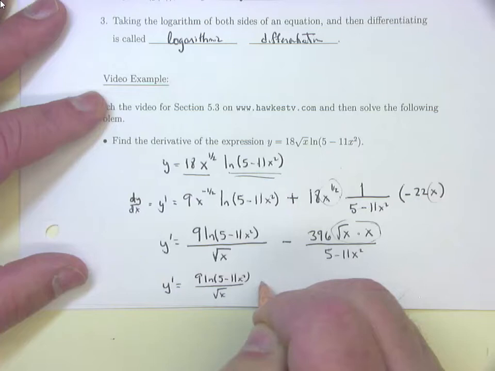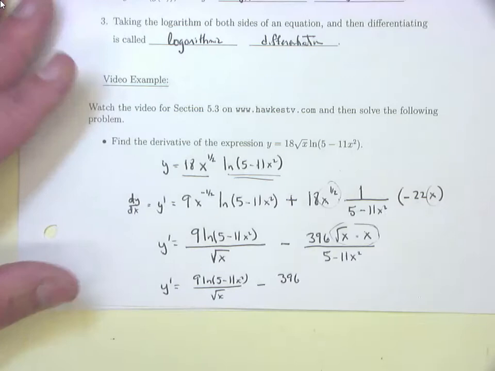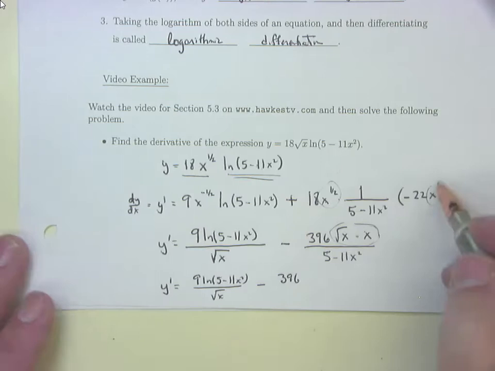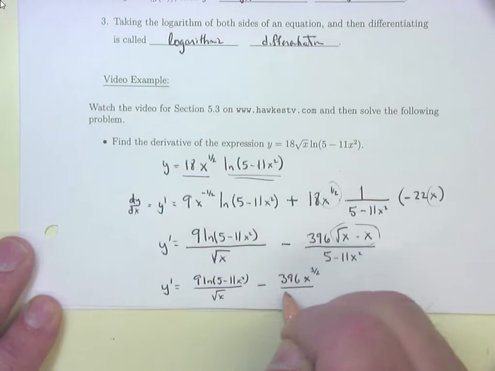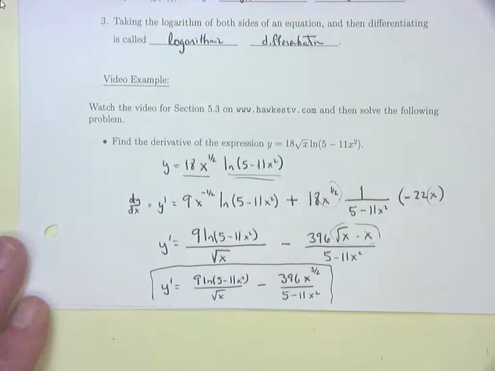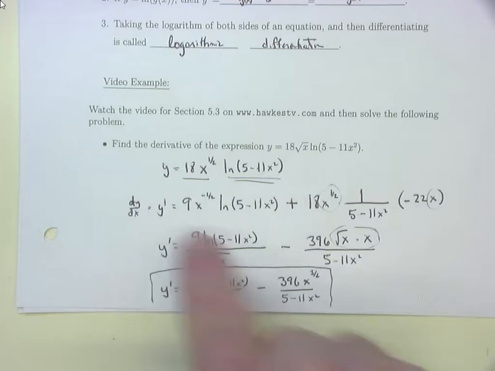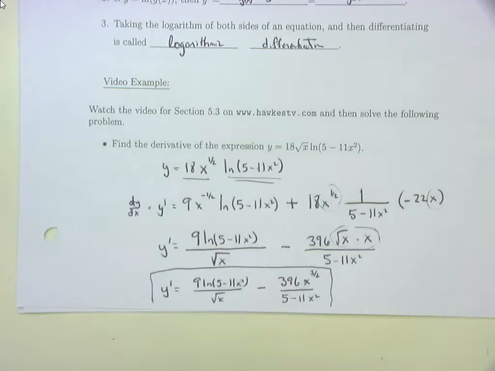What's x to the 1/2 times x? When you multiply, what do you do with the exponents? You add them. Well, 1 plus 1/2 is 1 1/2, or x to the 3/2, that's also acceptable, divided by 5 minus 11x squared. There's the cleaned up version of my answer right there. But if you're typing this in on WebWork, you can type it in just like this, or if you want to, you can type it in just like this. Either way, your computer system will take it either way you want to. No worries at all. Okay? Just be careful on the parentheses.